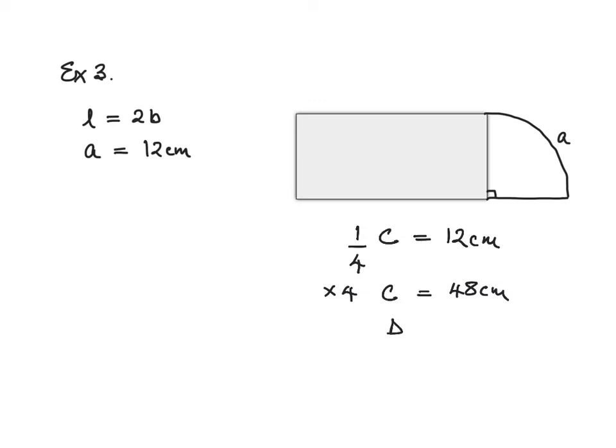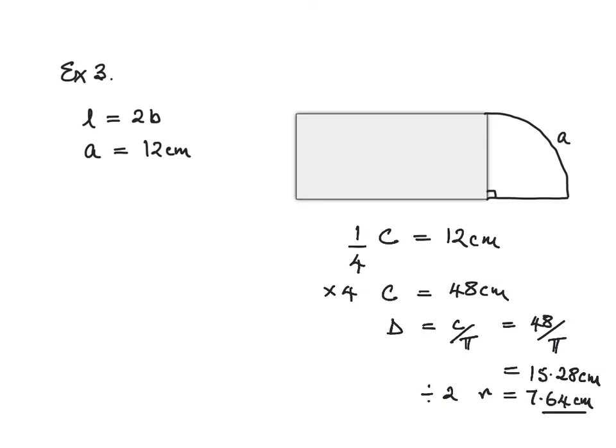Remember, diameter equals circumference divided by pi, 48 divided by pi, and that gives us the answer 15.28 centimeters. And that means if we divide by 2, the radius then equals 7.64 centimeters.